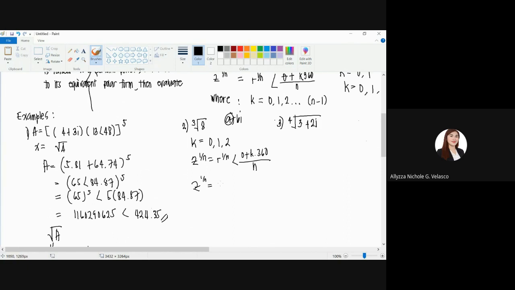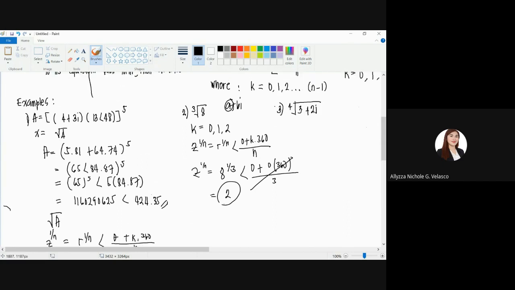So therefore, we have here 8 raised to 1 over 3 bar angle 0 plus ang ating k is 0 din muna, 360 over 3. So therefore, this is 2. And this is cancelled na ano. So kaya nakuha po yung ating 2. Okay? So next po, meron pa tayong other roots.